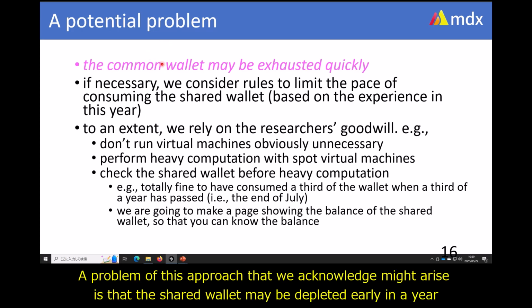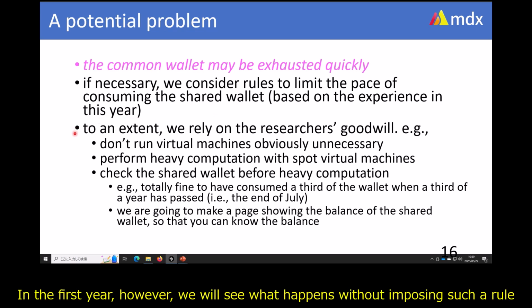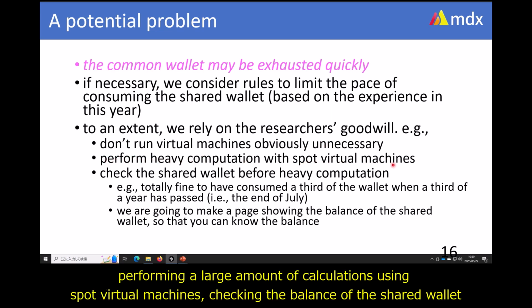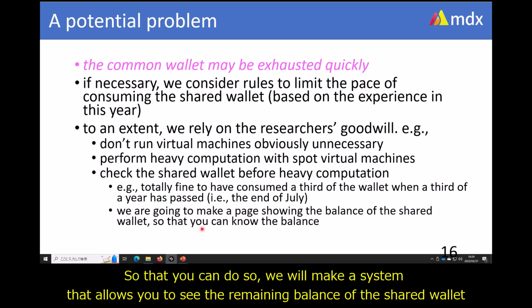A problem of this approach that we acknowledge might arise is that the shared wallet may be depleted early in a year. If that happens, we will consider a rule that limits the pace of consuming points in the shared wallet. In the first year, however, we will see what happens without imposing such a rule. To an extent, it relies on the researcher's good faith, like not running clearly useless virtual machines, performing a large amount of calculations using spot virtual machines, and checking the balance of the shared wallet. We appreciate your cooperation. So that you can do so, we will make a system that allows you to see the remaining balance of the shared wallet.